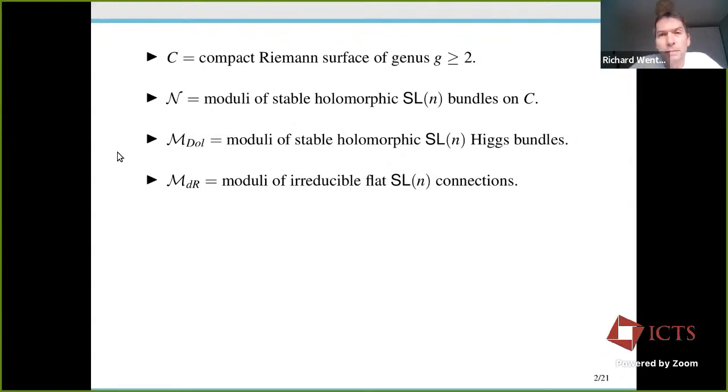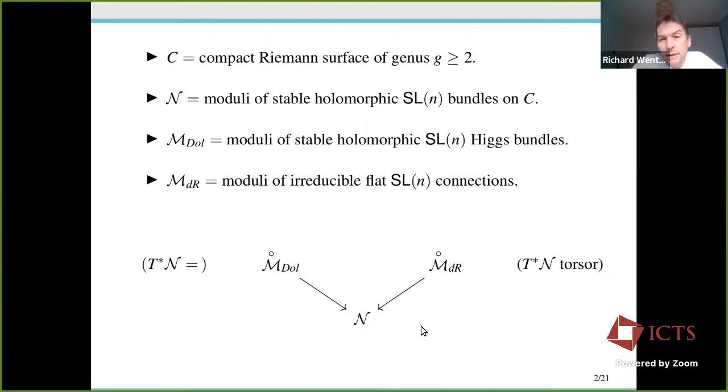To give some idea of the structure of these things, I'm sure many of you are familiar with it, but let me just say some basic things. There are open sets inside of these moduli spaces that fiber over moduli of bundles. Inside of the Dolbeault moduli space, there's an open set which is identified with the cotangent bundle of the moduli space of vector bundles. And on the de Rham side, there's also an open set which maps onto moduli of stable bundles. But this is not the vector bundle, it's just a torsor over the cotangent bundle.